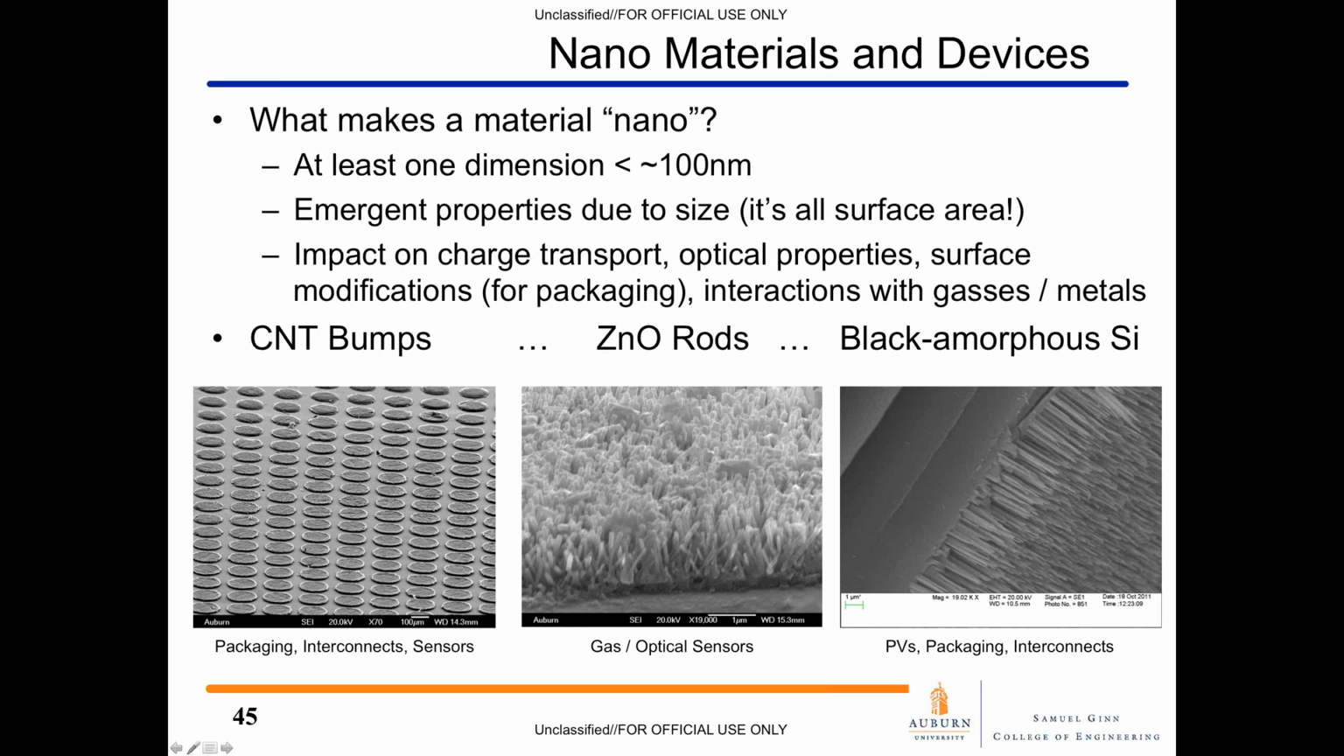So a few examples here. On the left, we've got arrays of CNT bumps that we're looking at for using as packaging, interconnect, possibly sensors. In the middle, we've got some zinc oxide nanorods that are grown from a solution that could be used for gas and optical sensors. And then on the bottom right, we've got an interesting technology that we developed that we call black amorphous silicon. Black silicon is available, but that's done with, for example, a silicon wafer. Here we deposit an amorphous silicon layer even on top of metal, and then come back and do the etching process to develop this high surface area black amorphous silicon layer that can be used for photovoltaics, packaging, interconnect, etc.